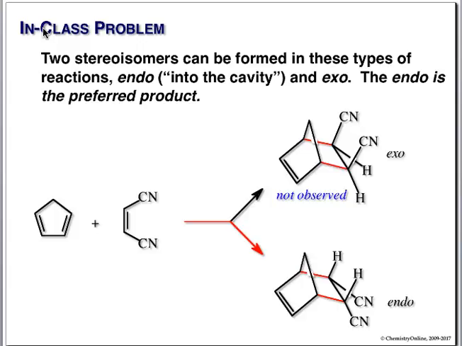When you think about endo, think about it in terms of into the cavity. So here's the cavity of our six-membered ring, right here. This is the space down here. These guys are sticking down into the cavity. Endo isomer, yes. Exo, no.